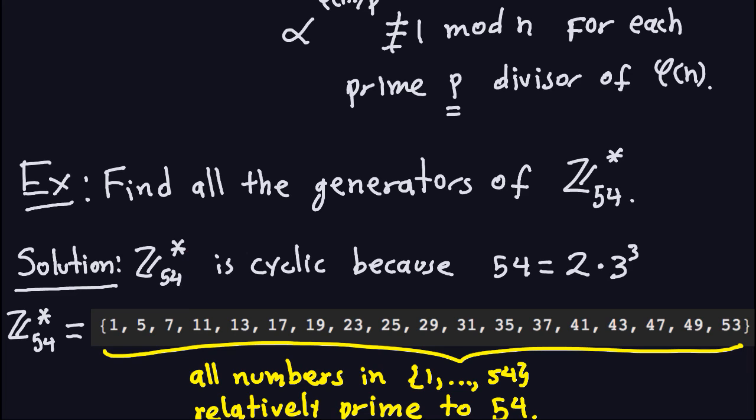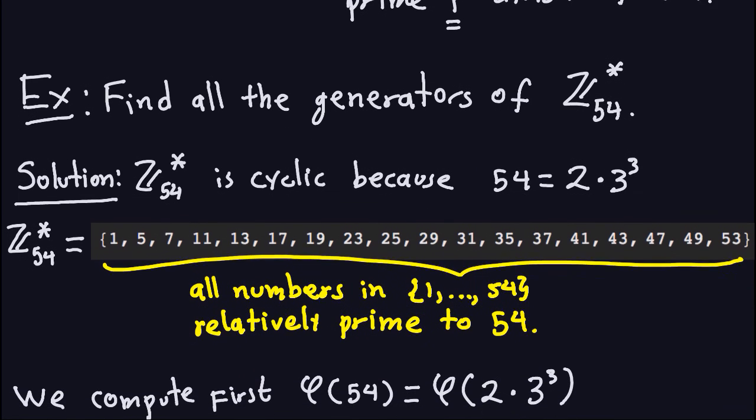Z54 star is cyclic. And the reason for that is because if I factor 54, that's going to be equal to 2 times 3 cubed, which is 2 times an odd prime power. And that's enough to say that this group is cyclic. All right. Now, that's not what I want. I want to find all the generators in that group.